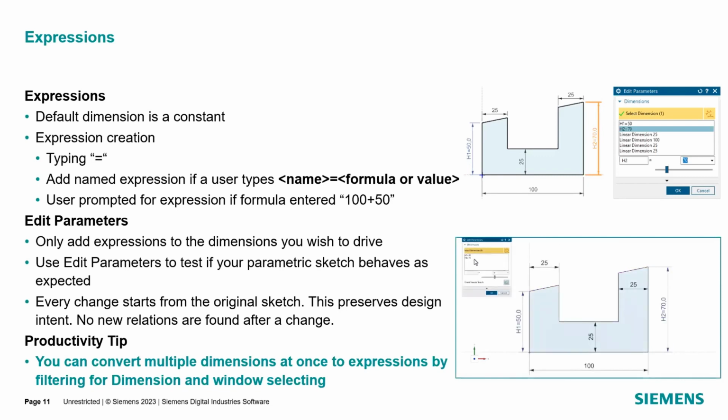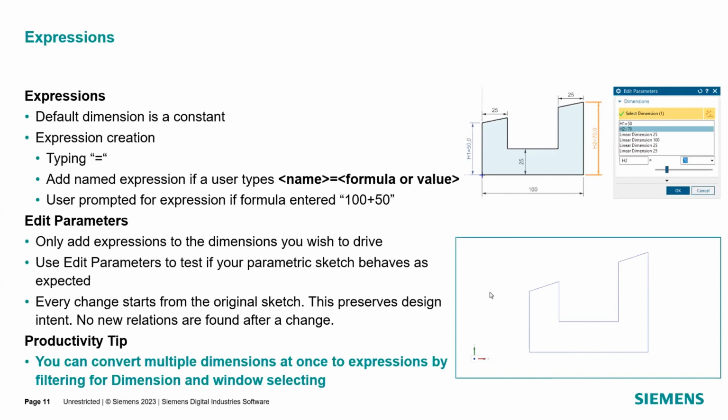So as you're working, if you want to do a bunch of them, or if you want all of them in the sketch, what you can do is just place your values out, and you don't have to do them one at a time. You can do the filter on the selection intent bar to say, give me all the dimensions, right mouse button, and convert those to expressions. So, ways to keep going faster as you work through it.